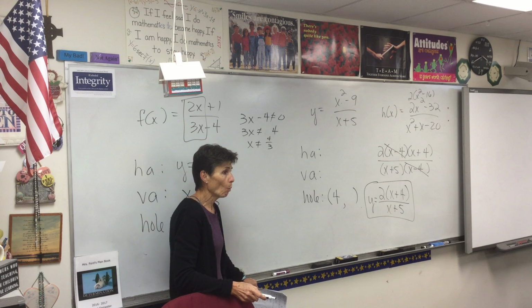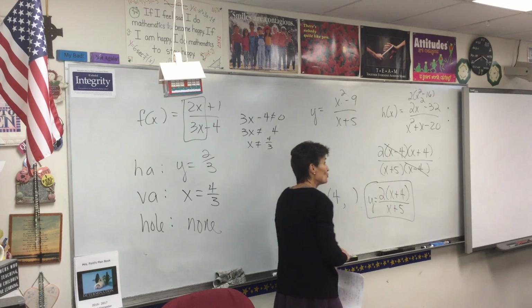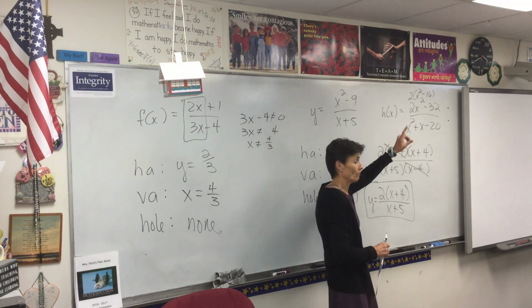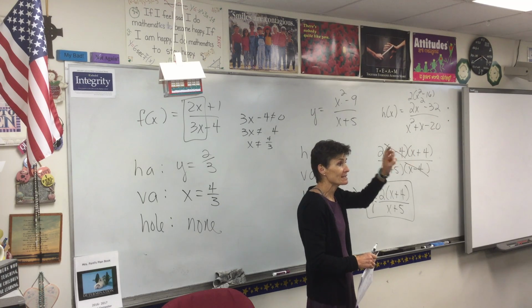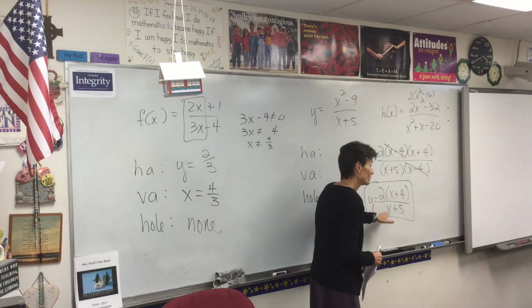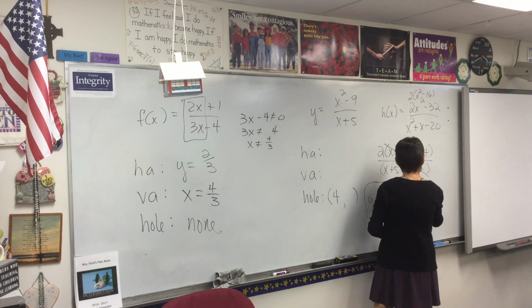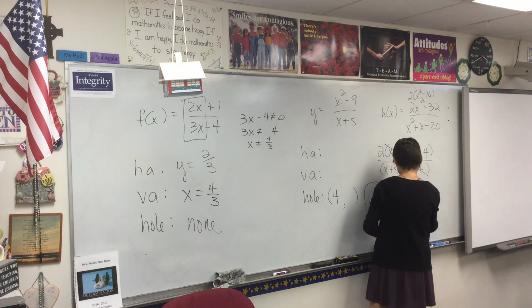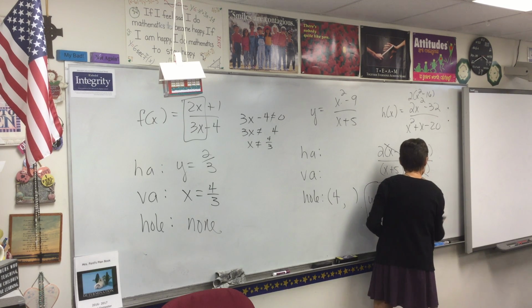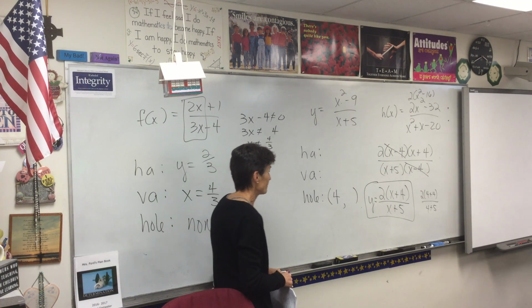Now how do I get the y part of that point? You plug in 4. I plug in 4 right here. Do not go back to the original. First of all, it's way harder, and second of all, it'll never work. You always get 0 in the bottom. So put the 4 in here. So I have 2 times 4 plus 4 over 4 plus 5.